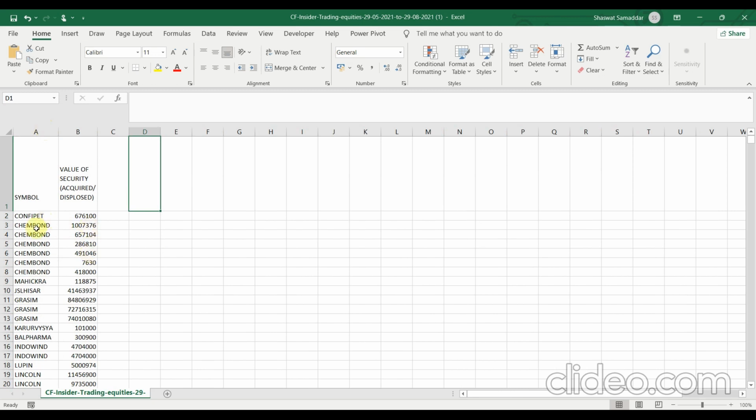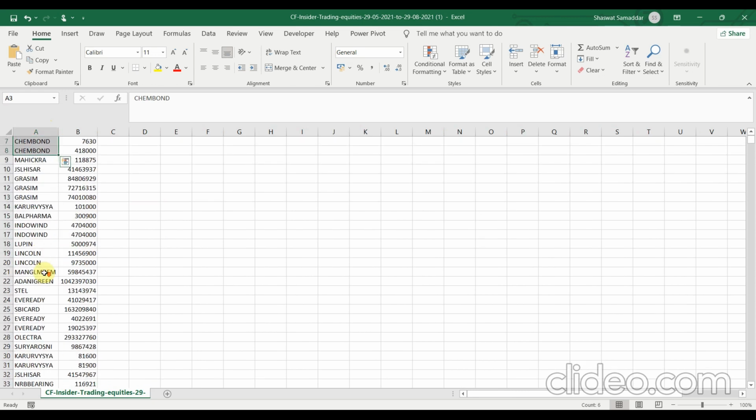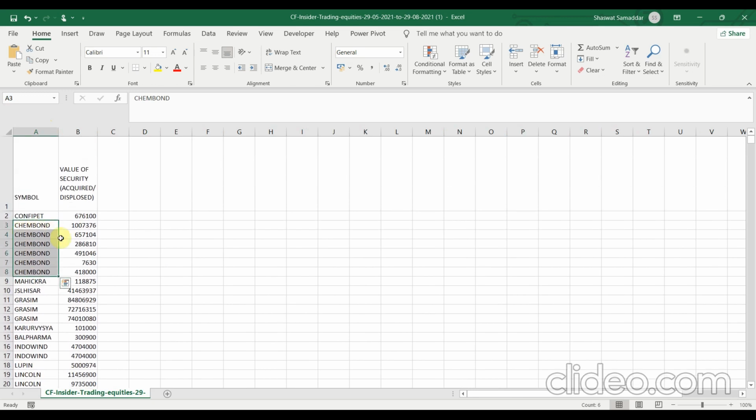Now, as you might notice, some of the symbols are getting repeated. This could be due to the fact that there were multiple instances where buying has been done in this particular stock by promoters or promoter groups. That's why it's coming thrice or four times in this particular column.